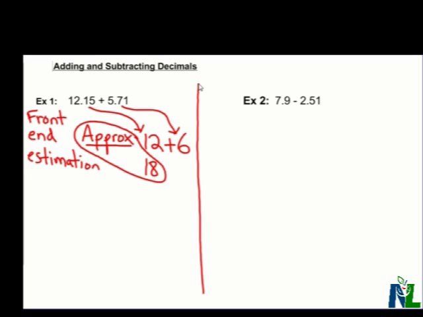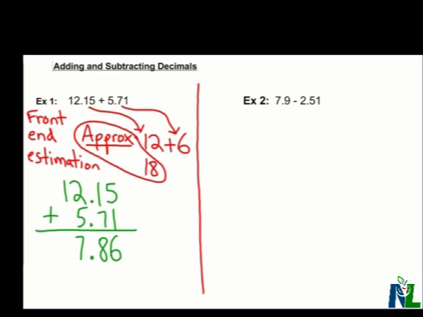So, to add them up, we're going to line up our decimal places like this. You have to line up your decimal places when you're adding and subtracting. 5 plus 1 is 6. 1 plus 7 is 8. Line up your decimal places. 2 plus 5 is 7. And 1 is 17.86.